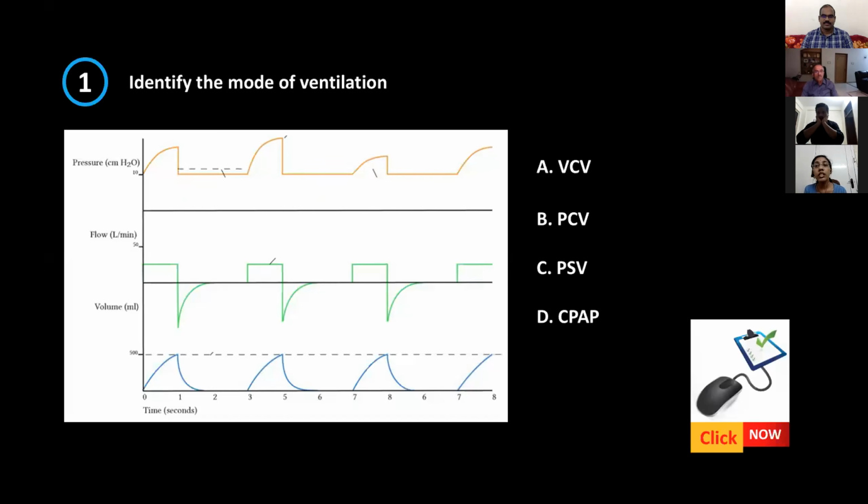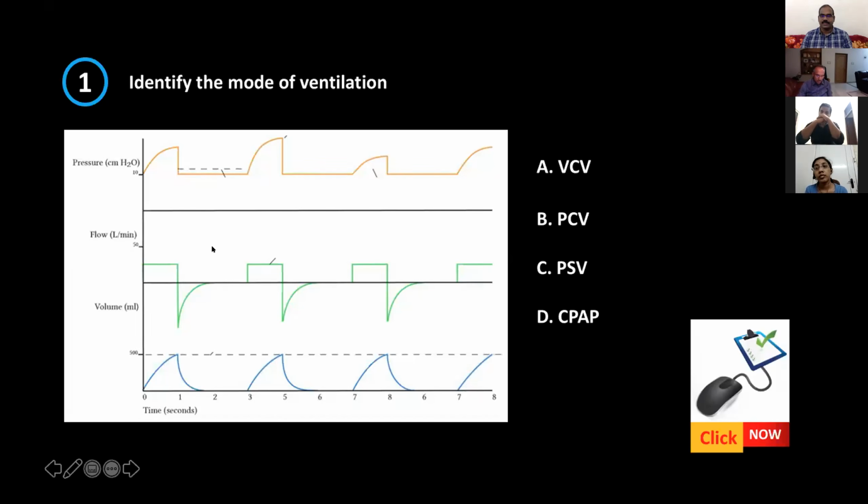And the third one is the volume versus time scalar. Here the volume is fixed. The tidal volume is set at the same level. So we can say this is volume control ventilation. Basically, we are achieving the targeted volume in all the breath cycles, right? More than 2/3 of people have answered correctly. This explanation is for the people who unfortunately got it wrong.